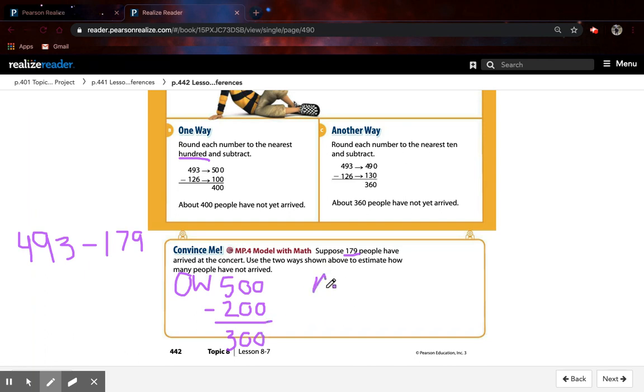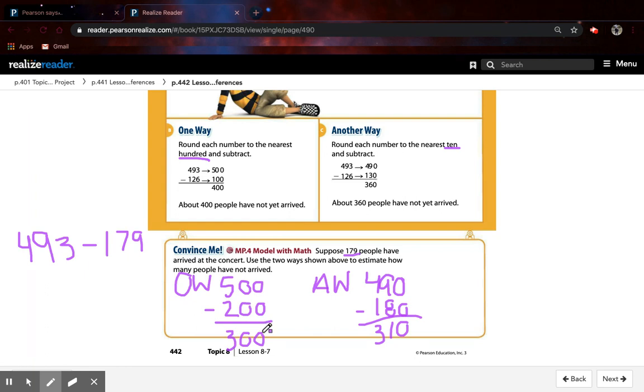And if I were to do the other way strategy, so to the nearest 10, I would round 493 to 490, sorry. I would round it to 490. And then I would round 179 to 180. Which would give me 310.